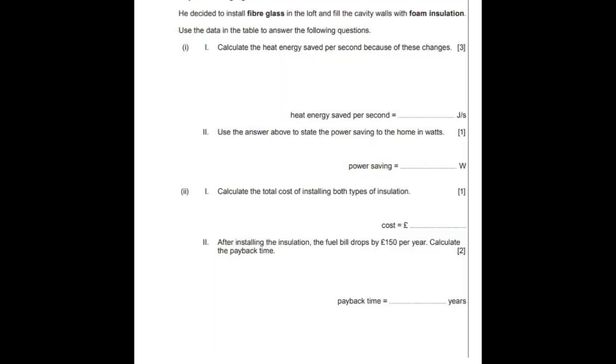So the second part, part B of this question, is a bit of maths. John has bought a house which does not have any loft insulation or cavity wall filling. It only has old single glazed windows. He has decided to install fiberglass in the loft and fill the cavity walls with foam insulation. Use the data in the table to answer the following questions. Calculate the heat energy saved per second because of these changes.